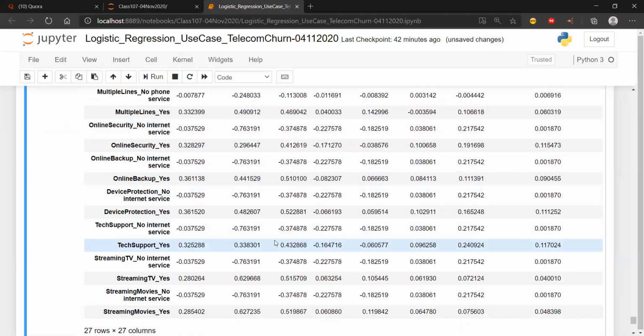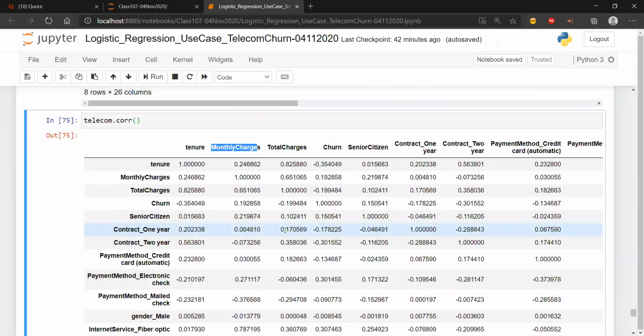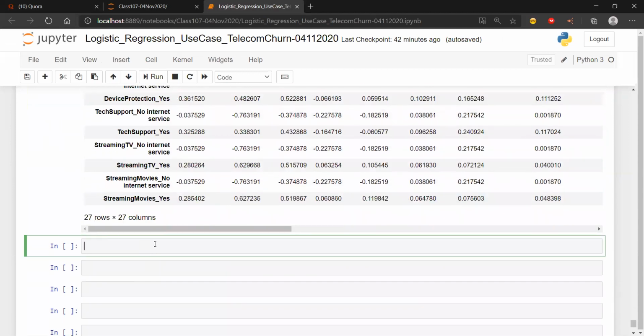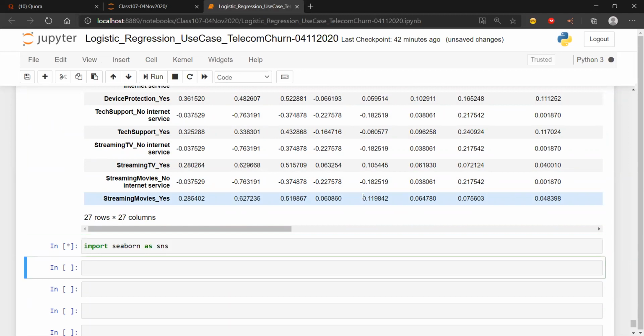Okay, they have very high negative correlation values with the monthly charges. Now we can try to plot this. So what we can do is import seaborn as sns, and we can do that heat map kind of thing, plot this, and find out.